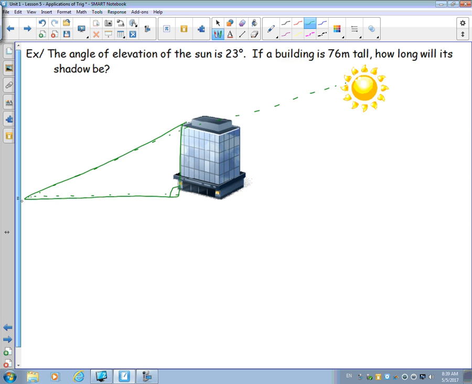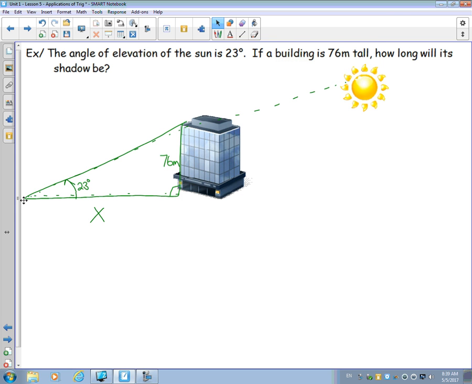The angle of elevation is 23. So if we were staying on the ground and we looked at the building, that would be 0. But if we looked up at the sun, our angle is 23 degrees. The building is 76 meters tall. How long is its shadow? The shadow is the part that appears on the ground. Well, this is now a SOHCAHTOA question. It's helpful to write that word down to remind ourselves of our three ratios.